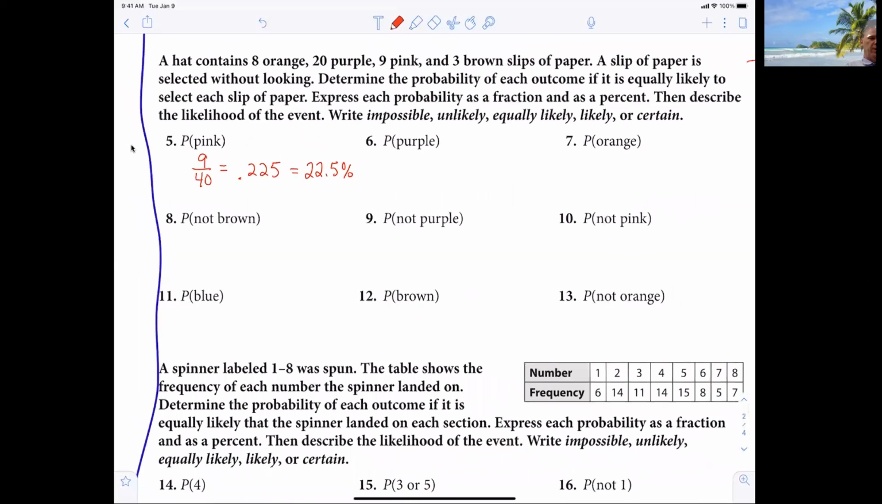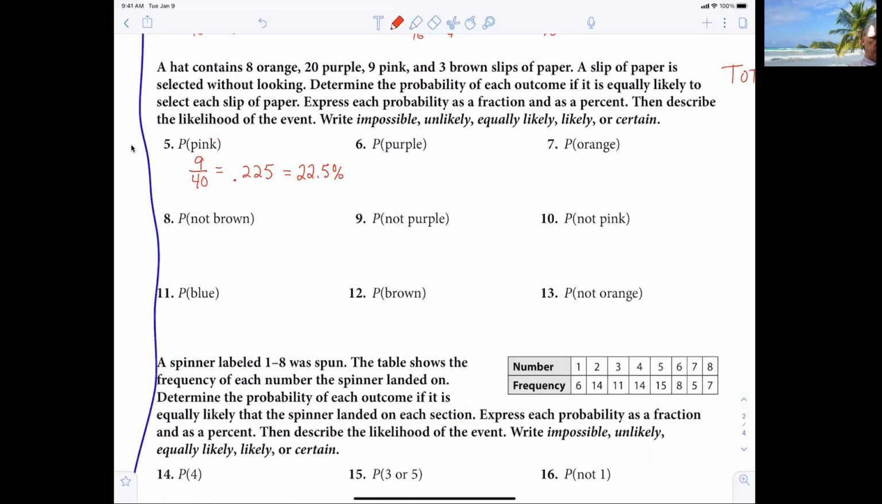Ashley, what's the probability of getting a purple? Whoa, what are we talking about? You're going to have to help me with your explanation. Oh, okay. I was confused. I thought you were convincing me that I was doing something wrong because you're always right. All right, here we go. Purple. What's the probability of getting a purple? 20 out of 40. Reduce to 1/2. 0.5. There you go.